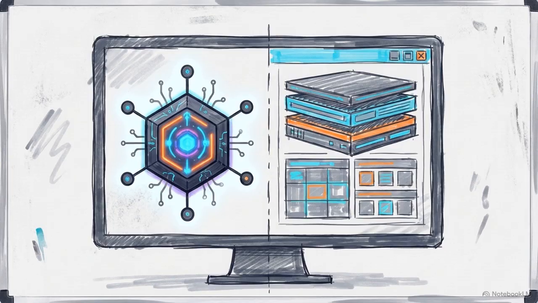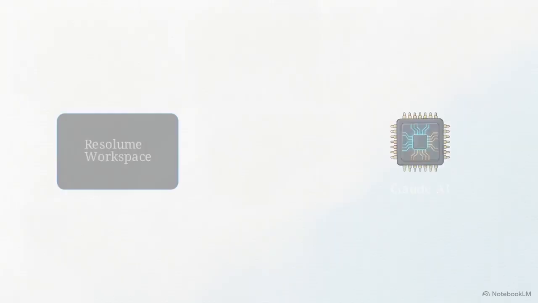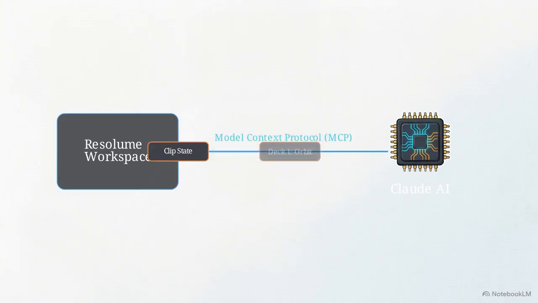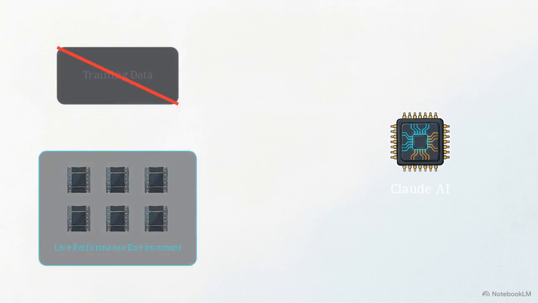Now, set your screen up with Claude AI running directly alongside the Resolume interface. Navigate to the project repository, copy the text from the first contact prompt, and paste it straight into Claude. This prompt commands Claude to use a Model Context Protocol, or MCP, to look at your active Resolume workspace and read its current state. Read Claude's response. If the text lists the exact decks and layers you see on your screen, the connection is active. This confirms the agent isn't guessing based on training data. It is directly reading your live performance environment.